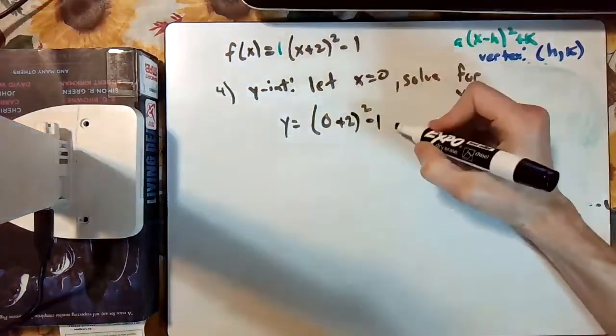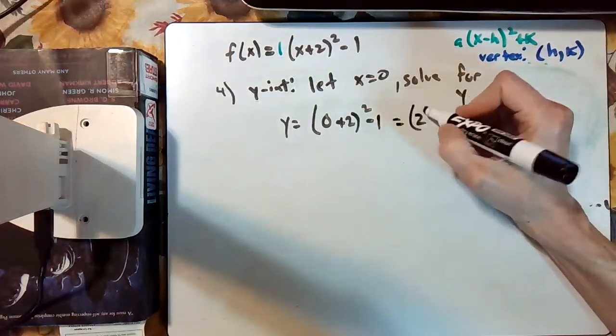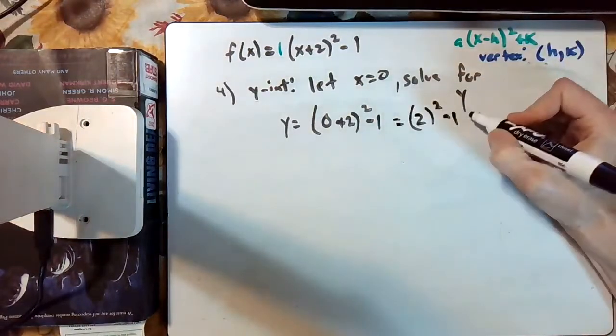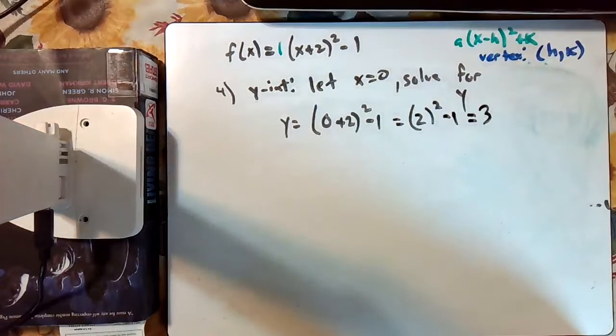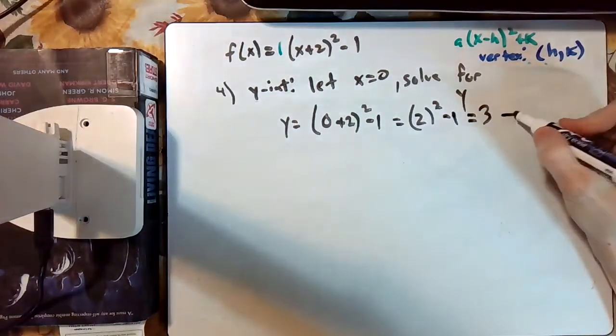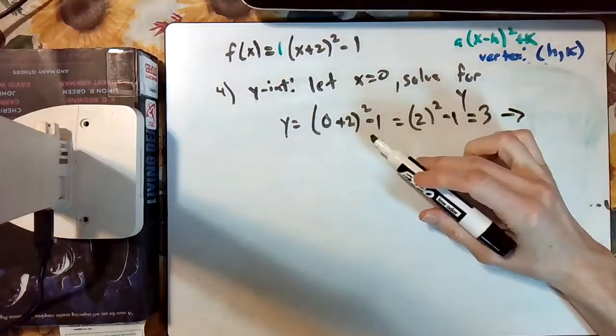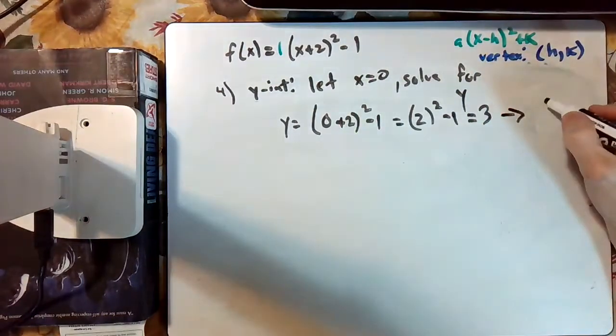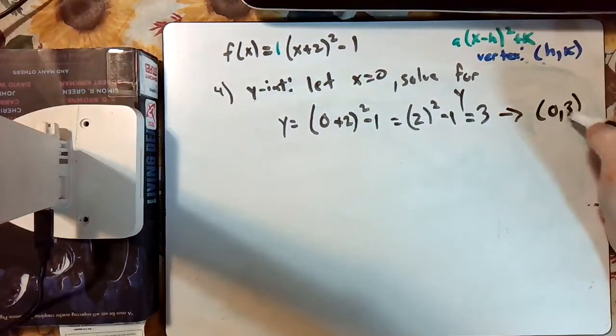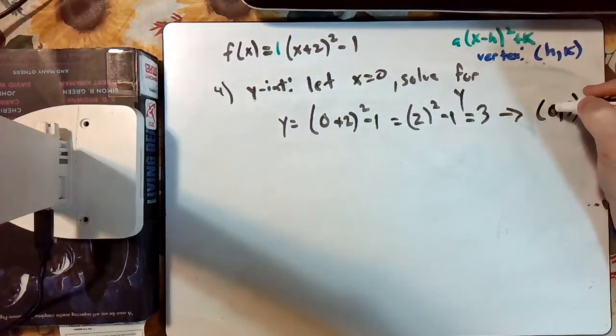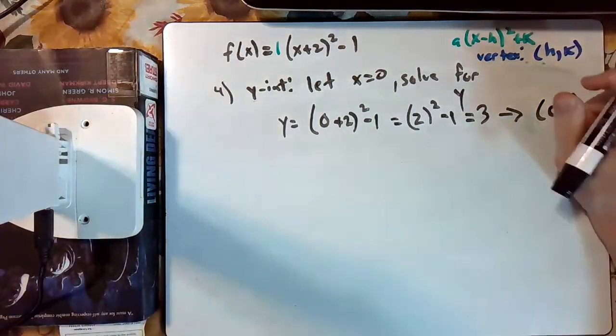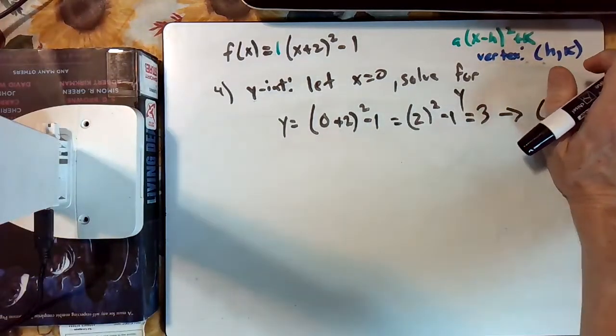So this is not too bad, right? Because this is just 2 squared minus 1. That's 4 minus 1, which is 3. Now, what is this as a point? Remember, for all y-intercepts, x is 0. So this is the point (0, 3), right? It's important to realize what it is as a point. We're talking about points here. Points have two components, an x and a y. So that was the y-intercept.